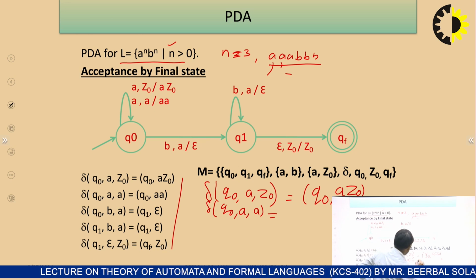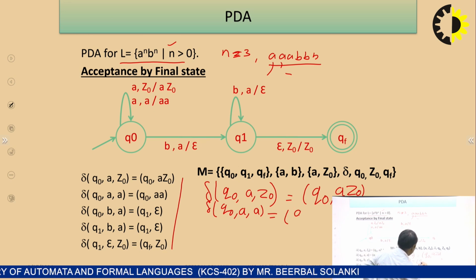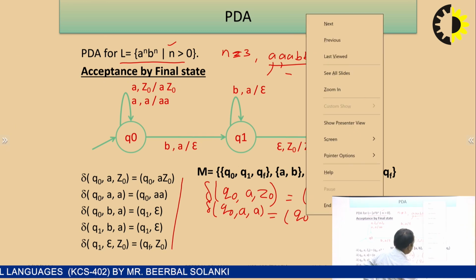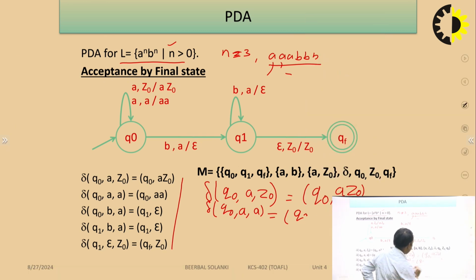What will be the next step? The state Q0 will be the same, and a is inserted into the stack, so here we write like that. Now we read again a, then the transition function is again the same: Q0, a is read, top of stack a, then the state will be the same and a is inserted into the stack.